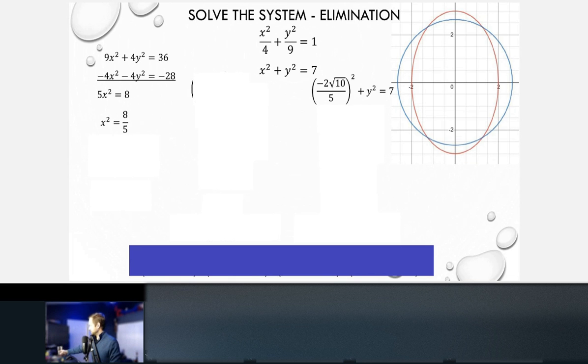Try again, Brady. Try again, Enzo. Make sure you rationalize. Remember, you can't have radicals in your denominator. 2 radical 10 over 5 is correct.